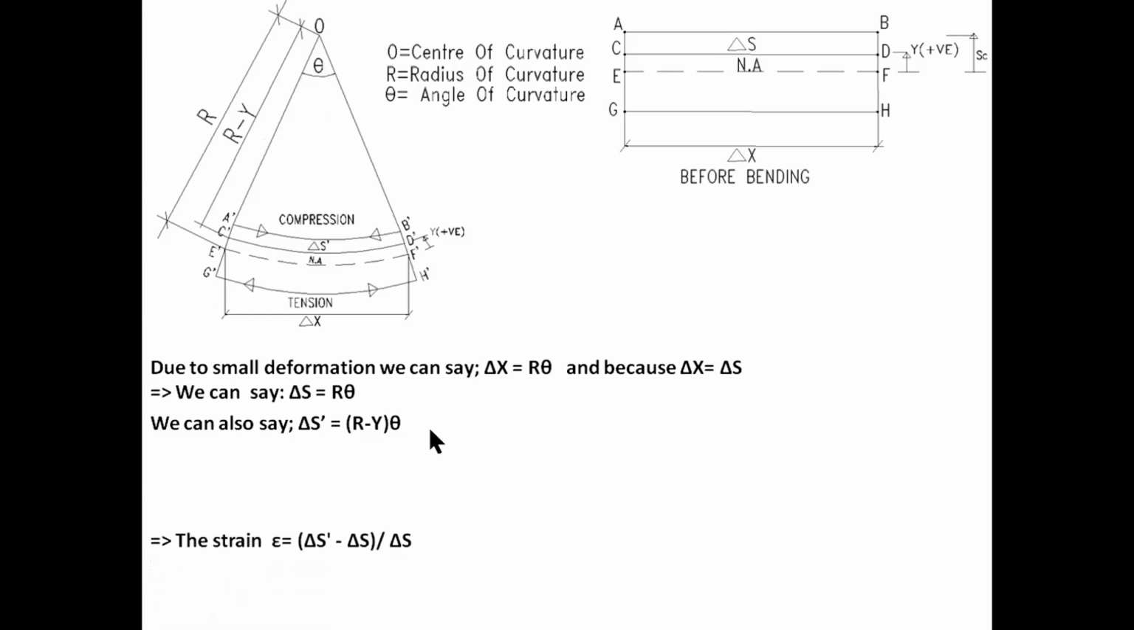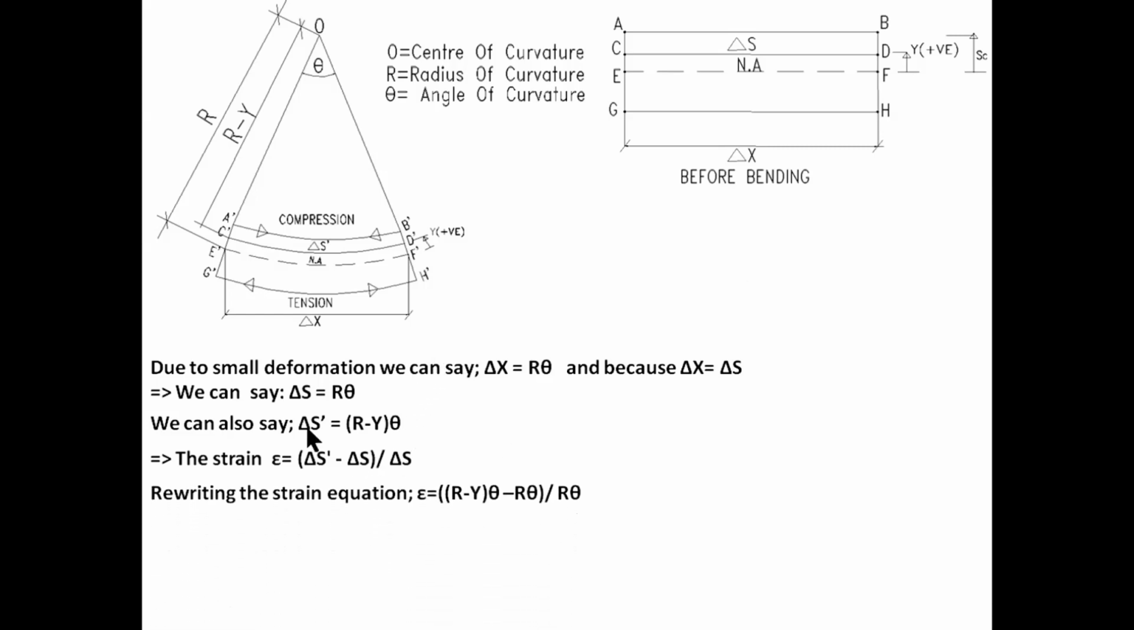Now we are ready to establish a relationship for the normal strain that occurred in the beam due to bending at a distance y from the neutral axis. The equation of this strain, if we all remember, is the final length minus the initial length divided by the initial length. So we have epsilon, this strain, is equal to delta S dash minus delta S divided by delta S. Now delta S dash is the final length, minus delta S, the initial length, divided by the initial length delta S. So we can already see here why the answer would be negative, because delta S dash is in contraction, it's a lot shorter than delta S.